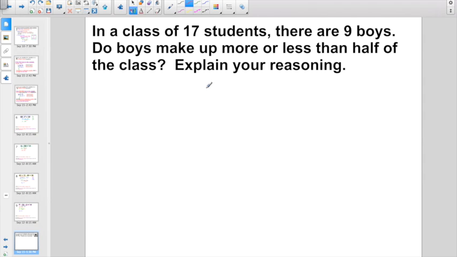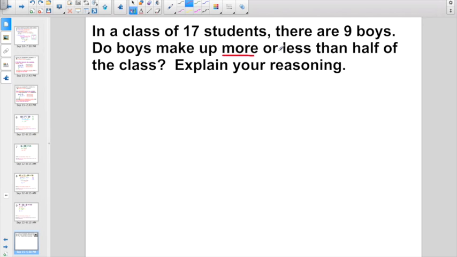So something a little bit different, but I guarantee you're going to see a problem like this today, and I want to make sure everybody's up to the task. In a class of 17 students, there are 9 boys. Do boys make up more or less than half the class? And explain your reasoning.